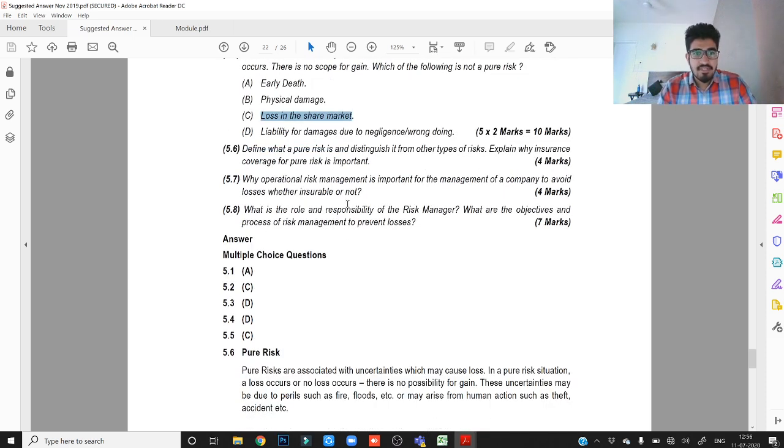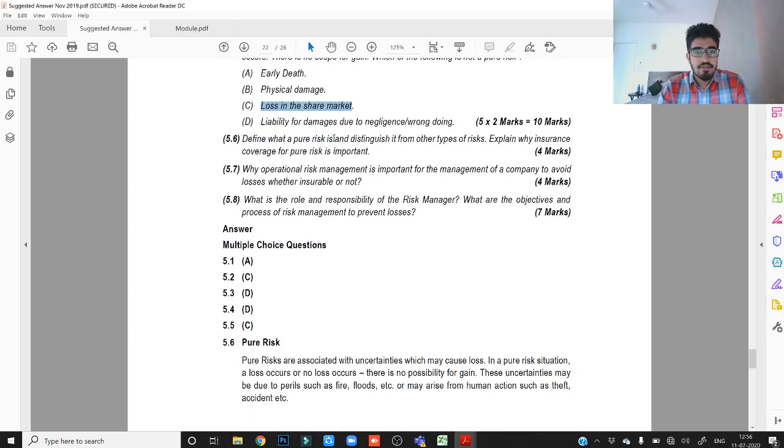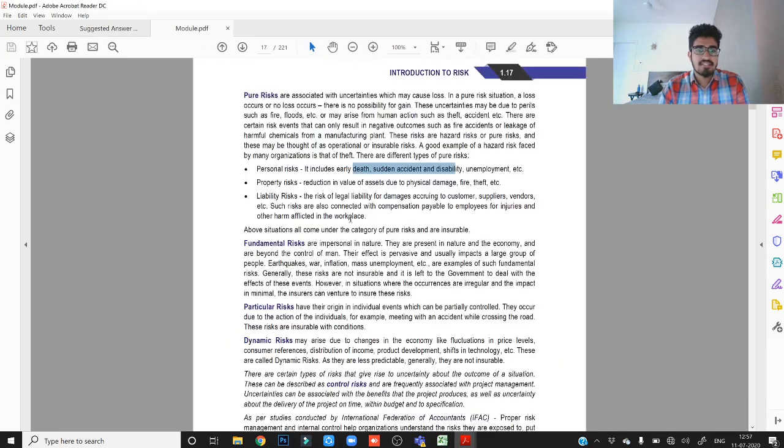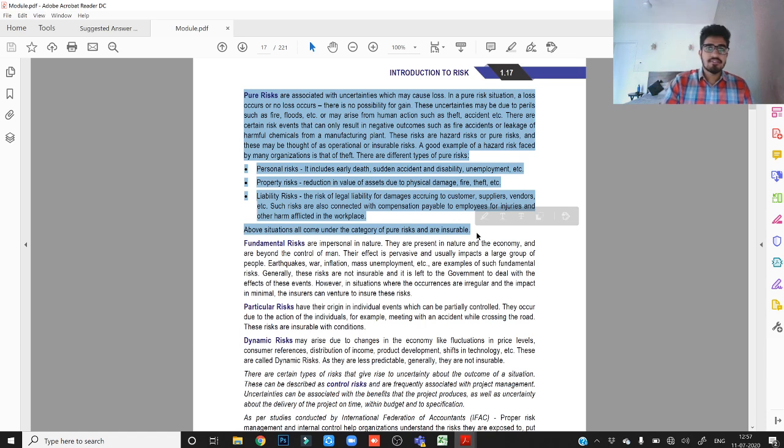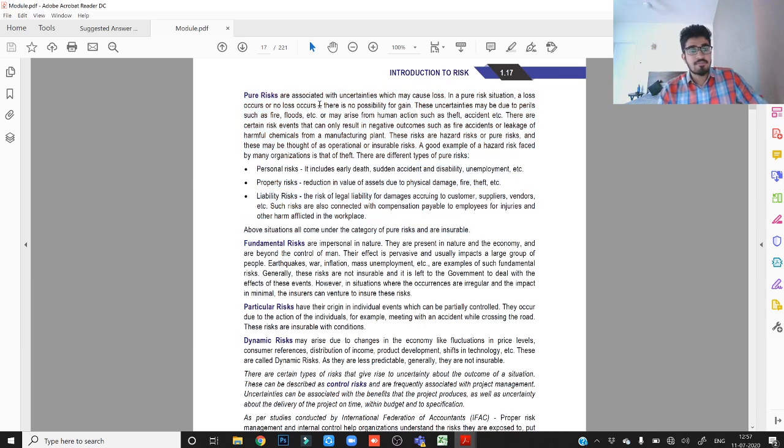Let me quickly jump to the subjective questions also. Define what a pure risk is and distinguish it from other types of risks. Again, this is simple. You just have to copy paste this entire table. One advice which I would like to give is that you don't need to necessarily copy the entire content. It would be very time consuming. You just have to copy the main key sentences which according to you are important in this illustration.